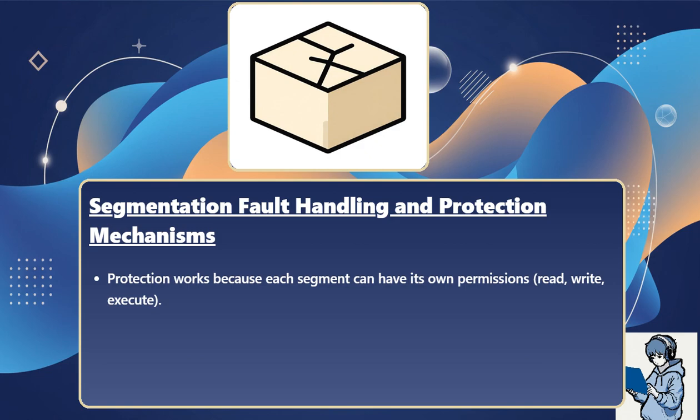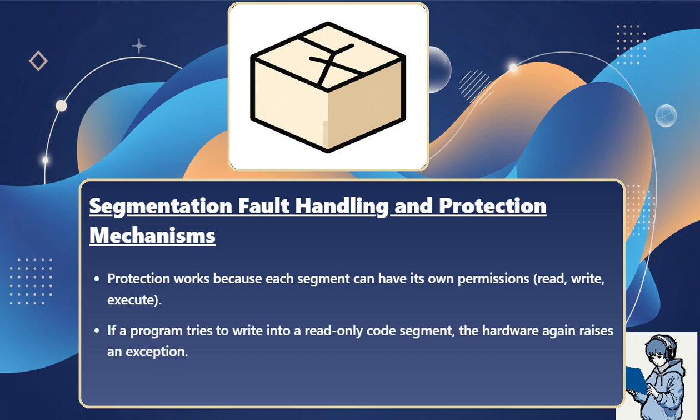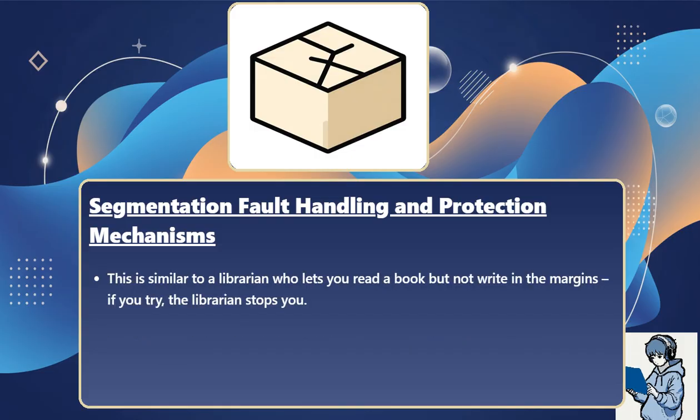Protection works because each segment can have its own permissions: read, write, execute. If a program tries to write into a read-only code segment, the hardware again raises an exception. This is similar to a librarian who lets you read a book but not write in the margins. If you try, the librarian stops you.